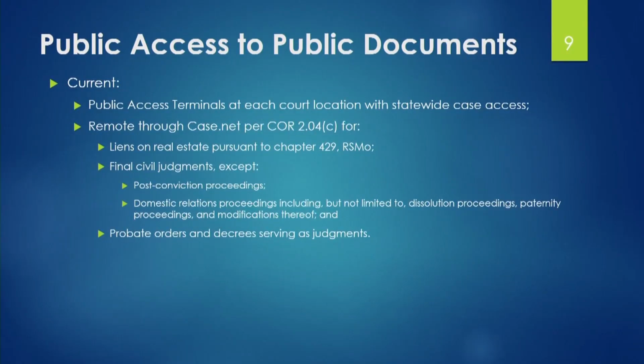Currently, public access to documents can be found 2 ways. One, you have the public access terminal at each court location statewide. You can go to any courthouse in the state and review any public case with any public document statewide. Additionally, certain documents are available remotely through CaseNet. Those include liens on real estate pursuant to Chapter 429, final civil judgments, except post-conviction proceedings and domestic relations are not available remotely. And you can also get probate orders and decrees serving as judgments remotely.